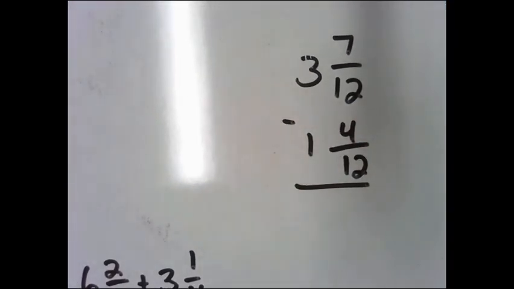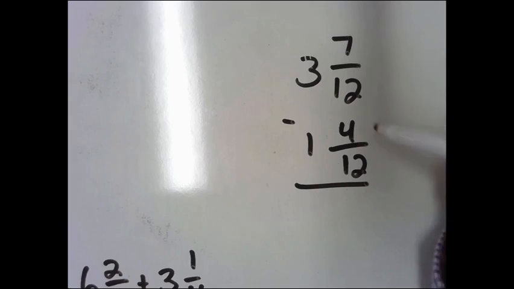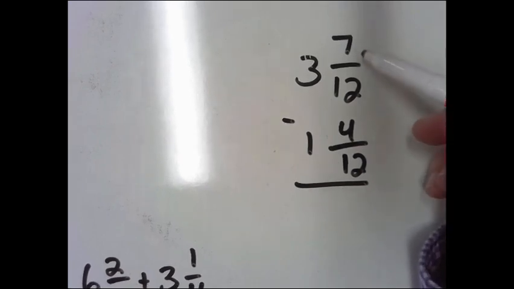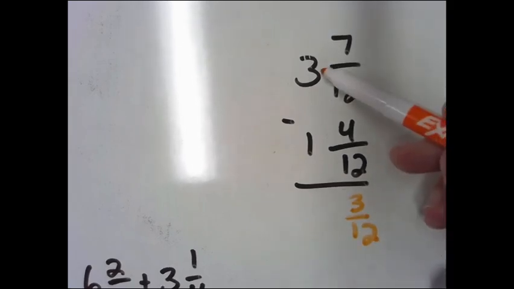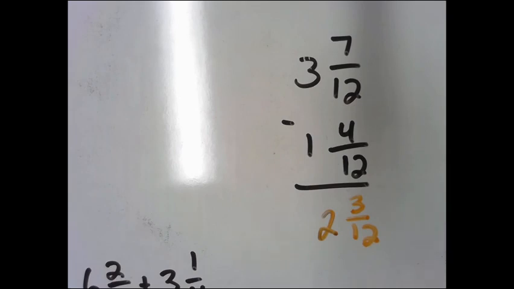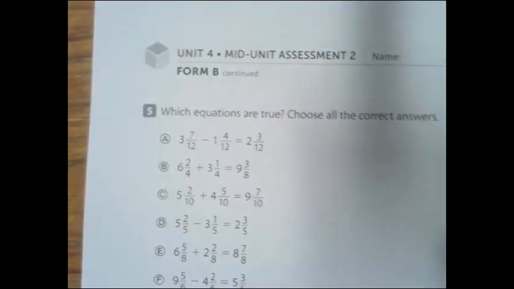So letter A was 3 7/12 take away 1 4/12. So I line them up, and then I'm going to start with my fraction. 7/12 take away 4/12 is 3/12. 3 take away 1 is 2. So the answer here is 2 3/12. And if we go back and look at our option for A, that is true. So we got to circle option A, because that is true.